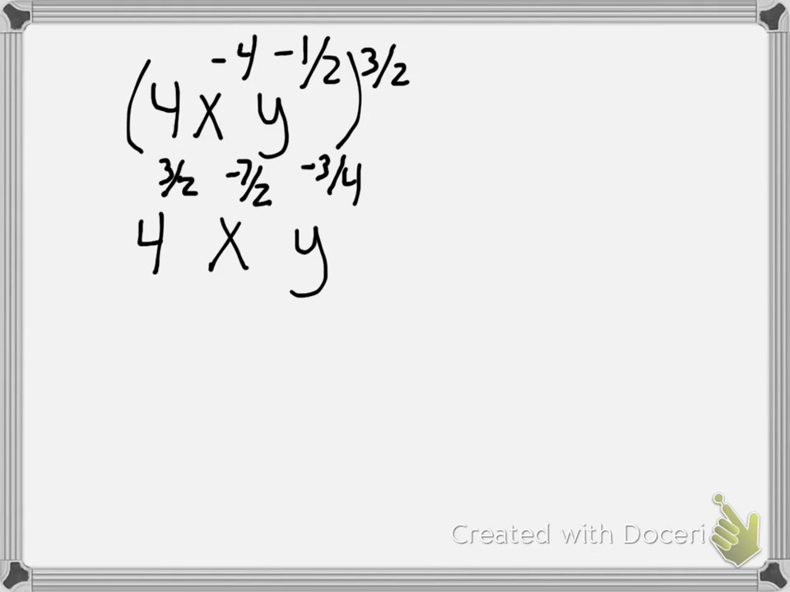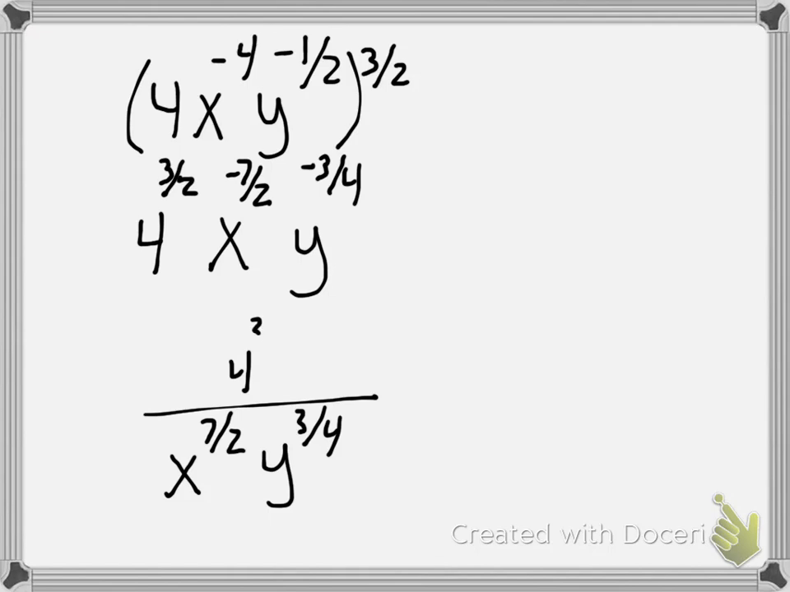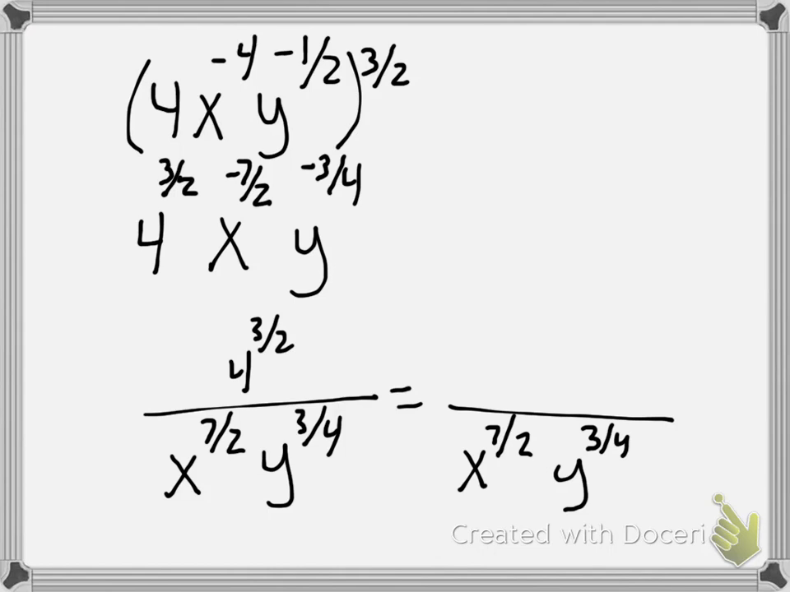Again, I see some negative exponents, so anything with a negative exponent has to move to the bottom, and when it does, I get rid of the negative. So both of my variables move to the bottom, get rid of the negative. And the 4 to the 3/2 is going to stay at the top. The only thing that I have left to do to simplify this is that very top. That 4 to the 3/2 will actually simplify, and that becomes, in this case, an 8. There's my answer.